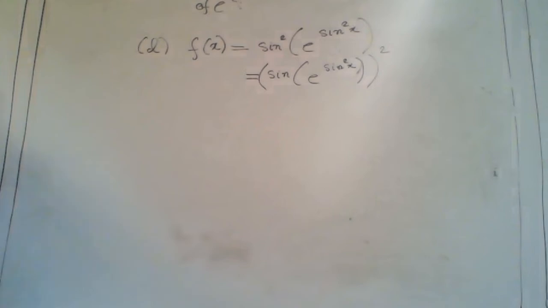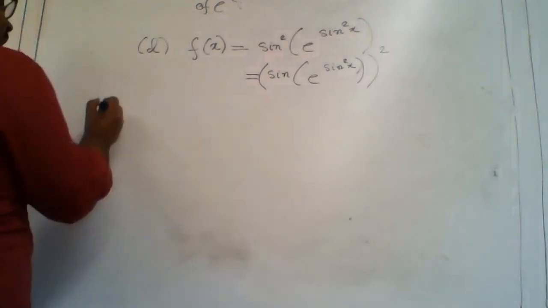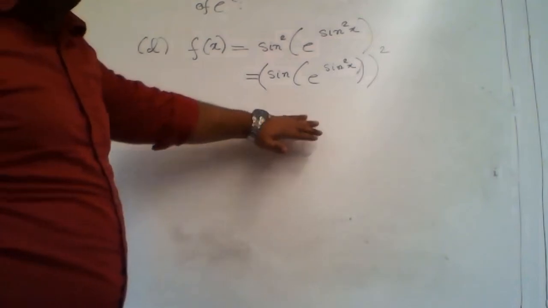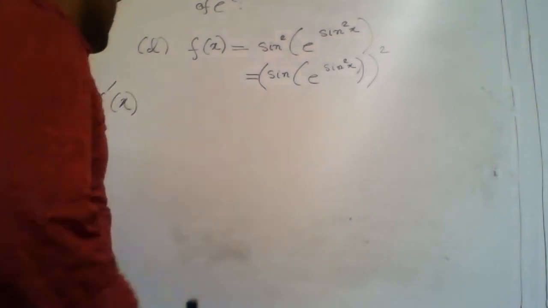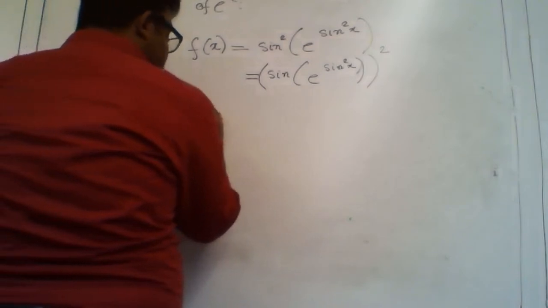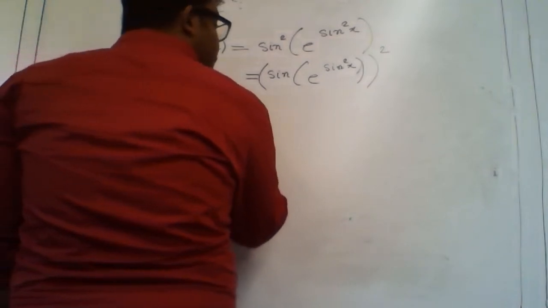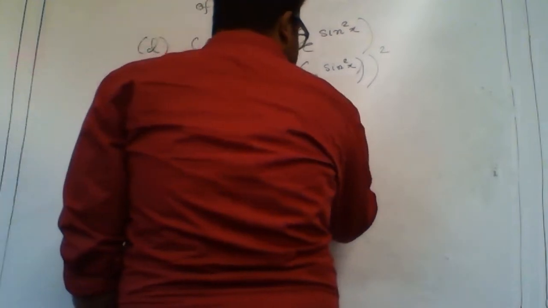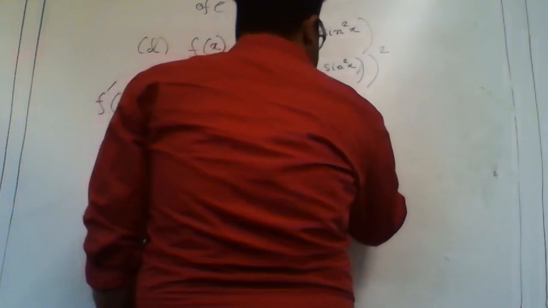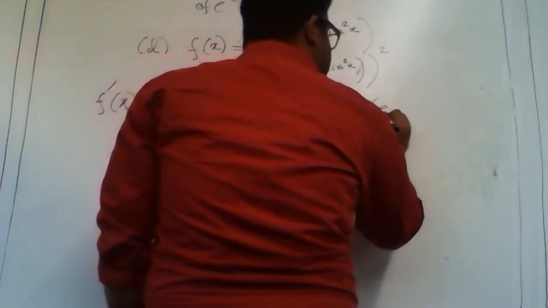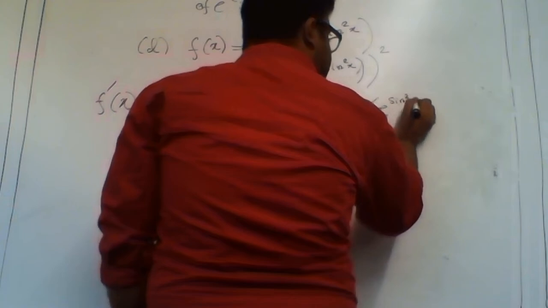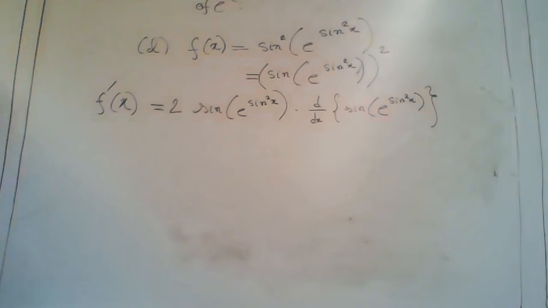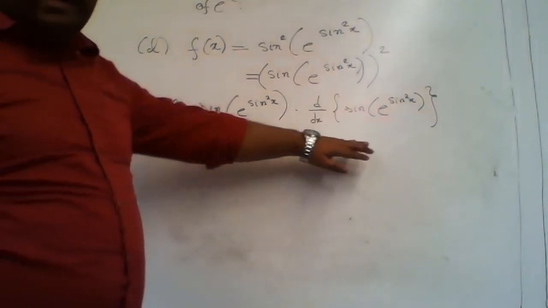So first of all, when you apply chain rule for the first time, f prime x, the outermost function is x square, and derivative of x square is 2x. So it will be 2 times what is inside, 2 times sine of e to the power sine square x, right, times derivative of what is inside, that is sine of e to the power sine square x. Now this part is okay. Now let's do this part.